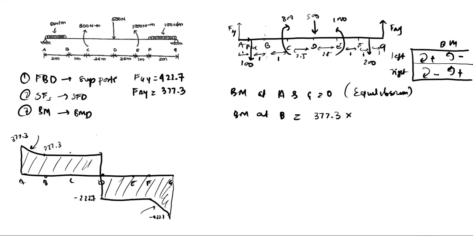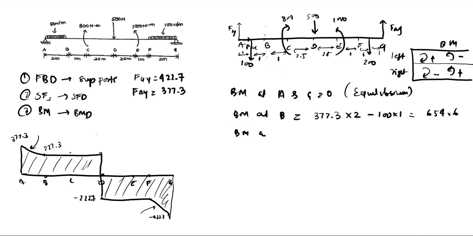377.3 into the 2, and it is a clockwise movement, so it will be positive, minus 100 into 1, because of the UDL, and it is an anti-clockwise movement, so that is why it is a negative. So 377.3 into 2 minus 100 will give you 654.6 as the bending moment.